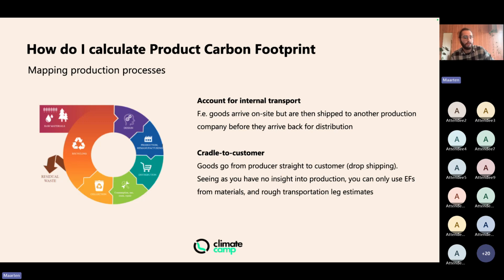Another example is cradle to customer. Maybe you have certain products which go straight from your supplier to your end customer. Well, in that case, seeing as you have no insight into the production, you can only use emission factors from materials and rough transportation legs. So cradle to customer is when you don't actually do manufacturing or processing yourself, but drop shipping is a good example of this, where you calculate based on cradle to customer.